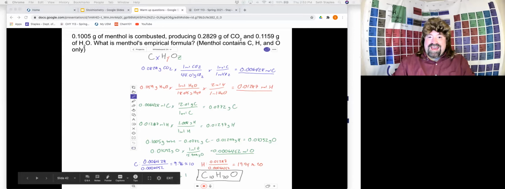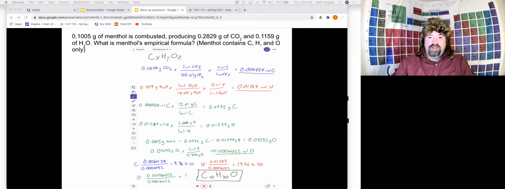Then finally, we convert that over to moles. Our last step in finding empirical formulas is to take all of the molar amounts and divide them all by the smallest number. The smallest number for these is, let me back up, that was the amount of grams for oxygen, giving us a molar amount of 0.0006452. That's our smallest molar amount of the 3, and so we'll divide all of them by this.